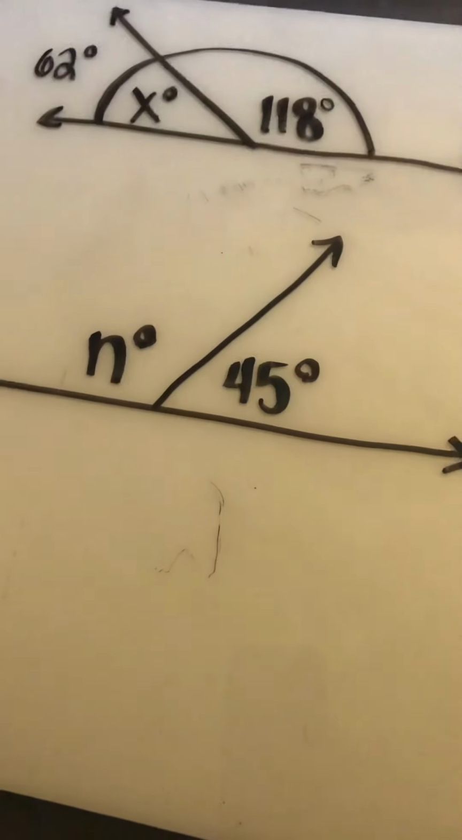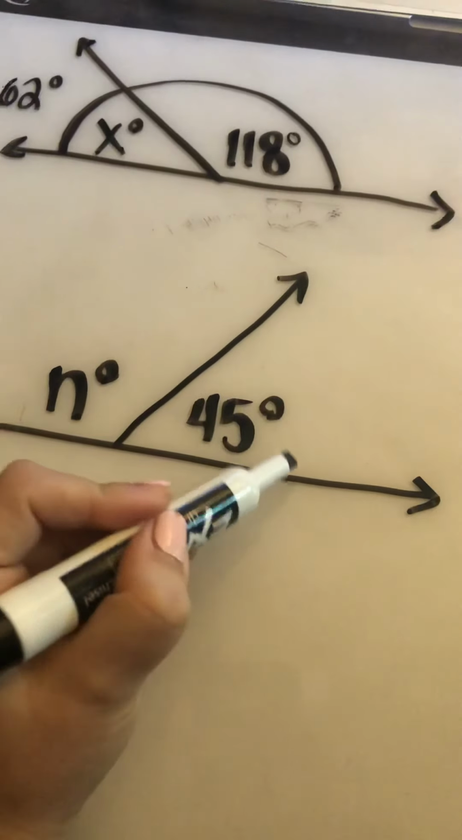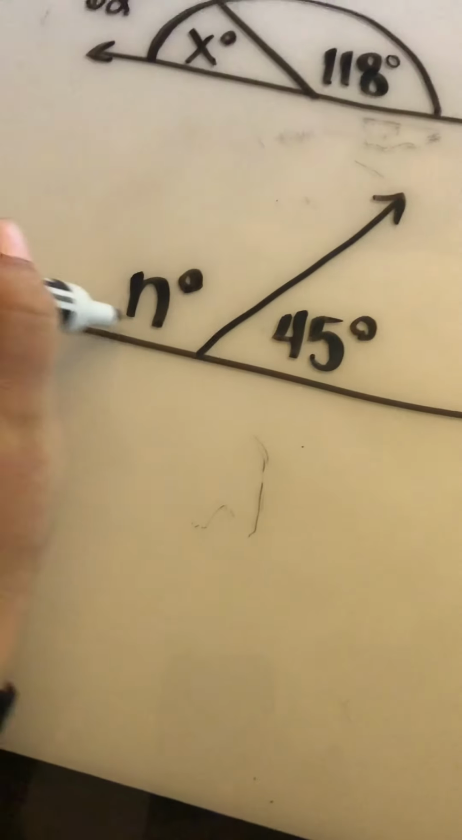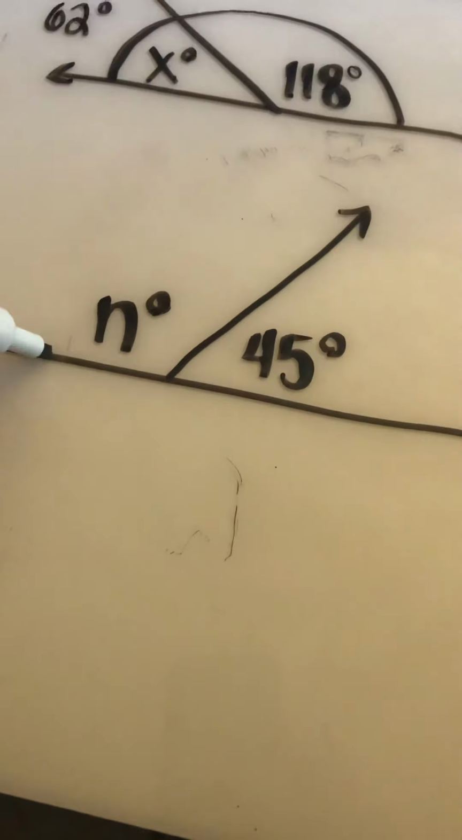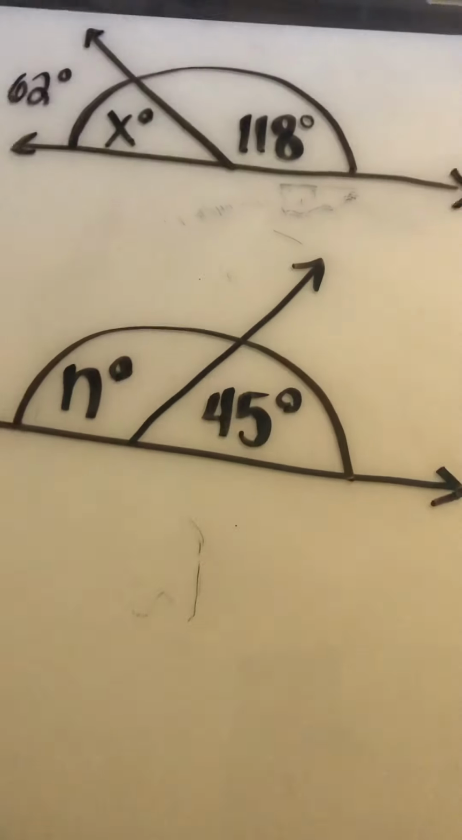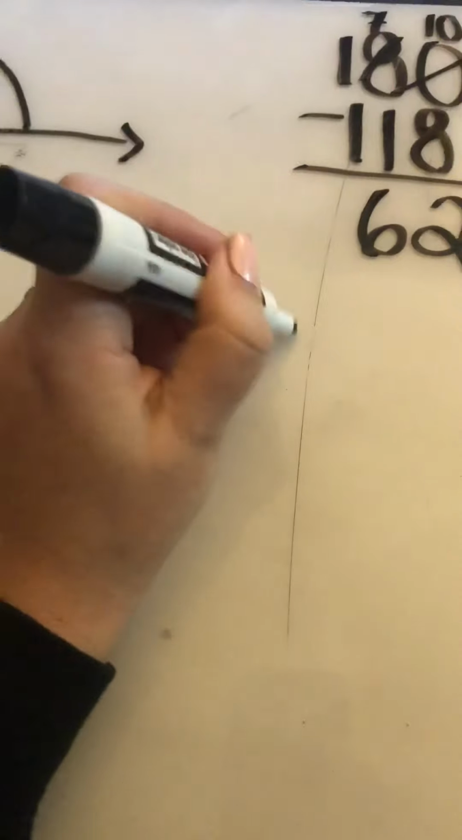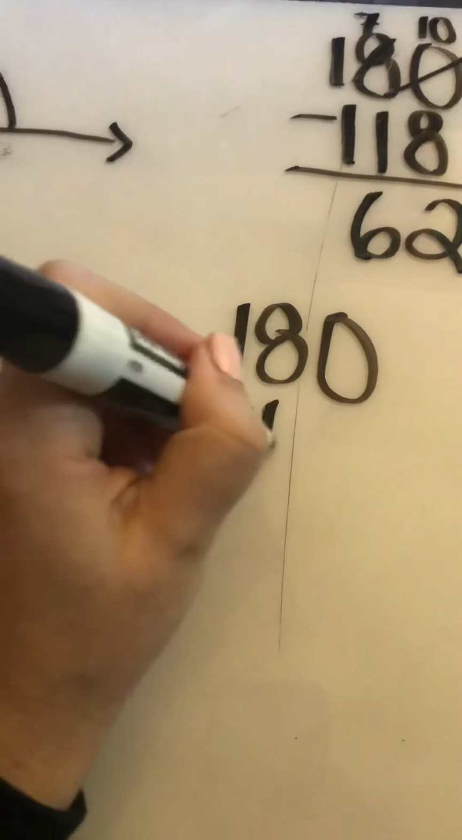The second equation, they give us this angle, 45, and we're looking for n. Again, they fall on this straight line. So I know that when we put them together, their sum will be 180. So I do the same thing. I'm going to do 180 minus 45.